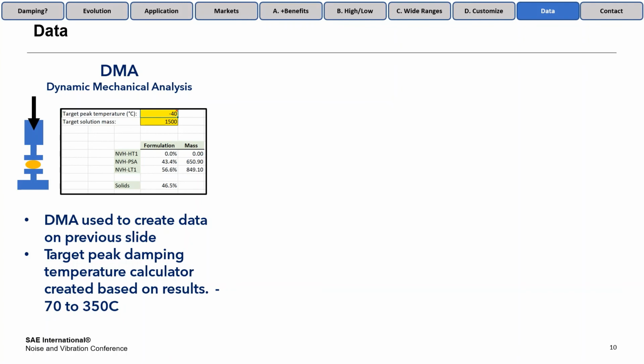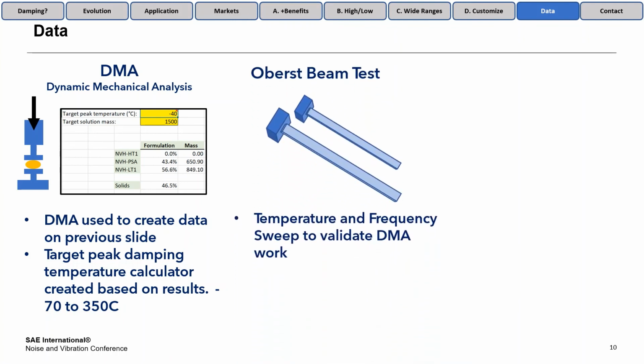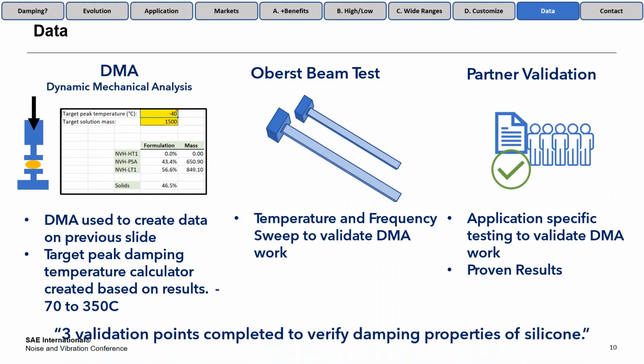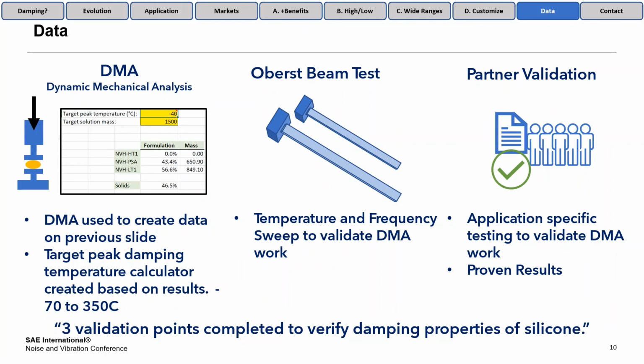The second is through Oberst beam testing with some validation partners within the NVH space, and this is a temperature and frequency sweep to validate our DMA work. And the third is through partner validation. Again, we talked that every application is different, and lots of industries have their own specific damping testing. So we worked with some people in this space, and they were able to validate the Oberst and DMA data. So we feel we're on the right track with the information shared today.